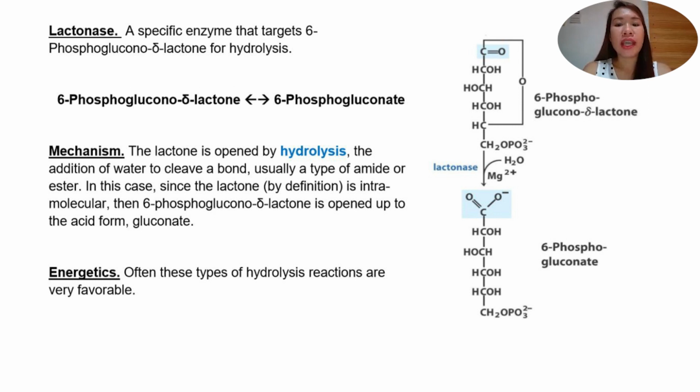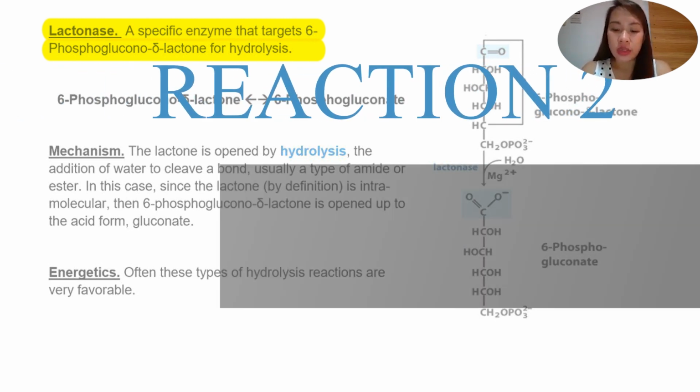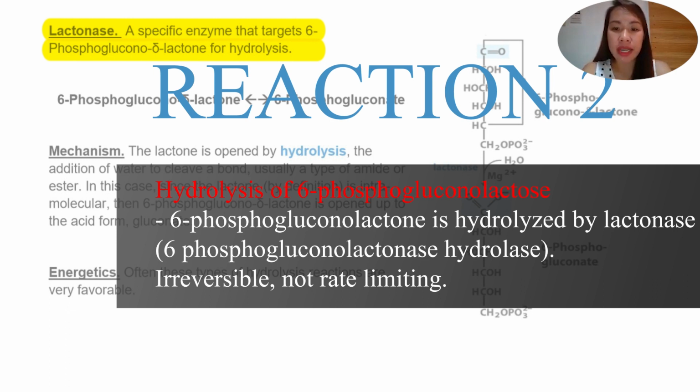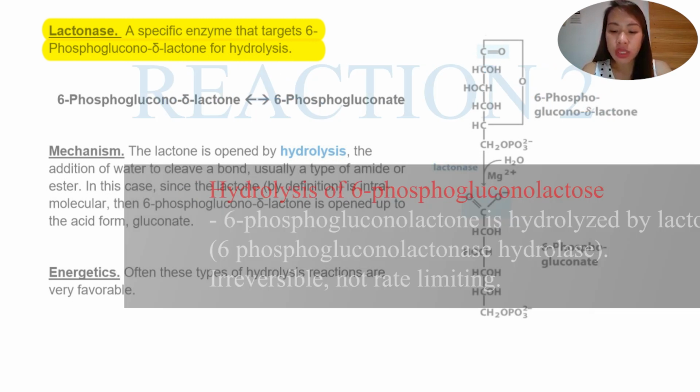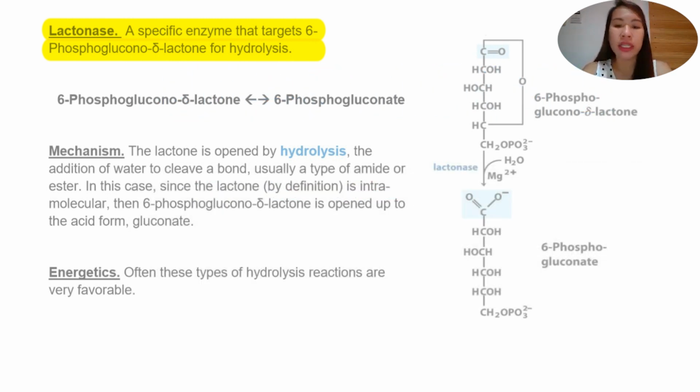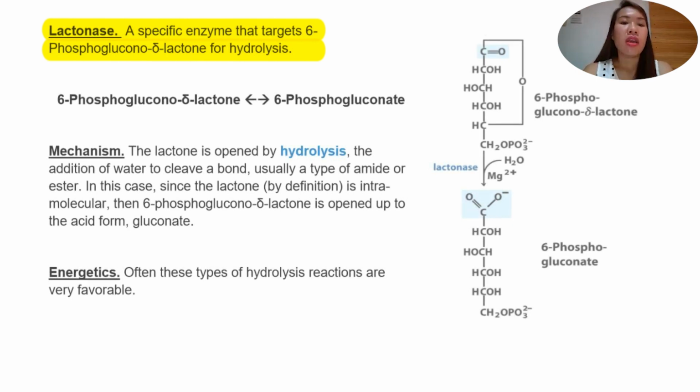Now, let's move on to the second reaction in the oxidative phase. Remember, what we are still discussing is the oxidative phase, which is an irreversible reaction. So, the enzyme here is lactonase. Okay, and what happens is the hydrolysis of 6-phosphogluconolactone. So, 6-phosphogluconolactone is hydrolyzed by lactonase. Okay, and 6-phosphogluconolactonase hydrolase. So this is irreversible, but it is not the rate limiting step. So it will undergo hydrolysis.